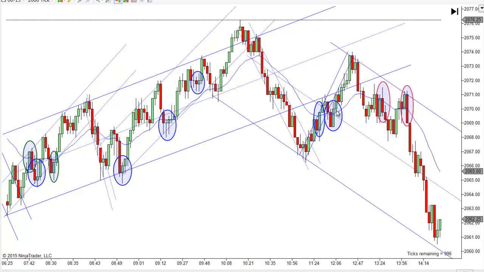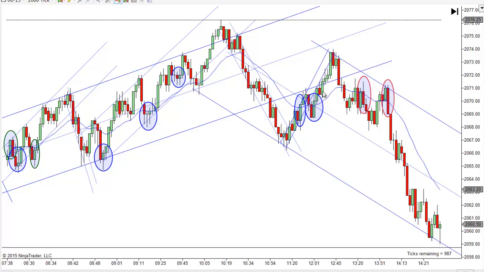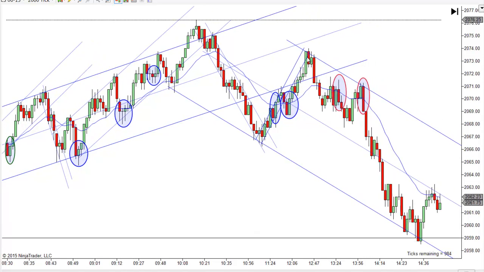This is a failed second entry short as well at a spot you're expecting a possible failure. And so this turned out to be a nice move. There was another little move back right there, but only long enough to trap people and move higher. But I don't think you want to go long there now. And then, of course, it sells off again.